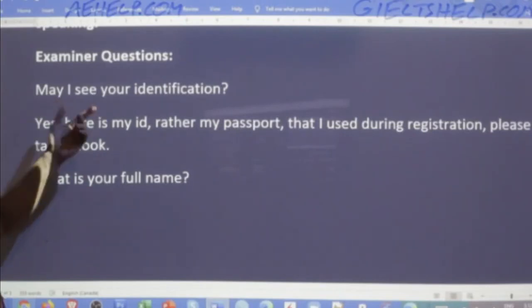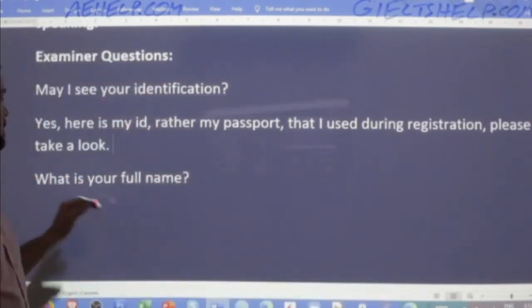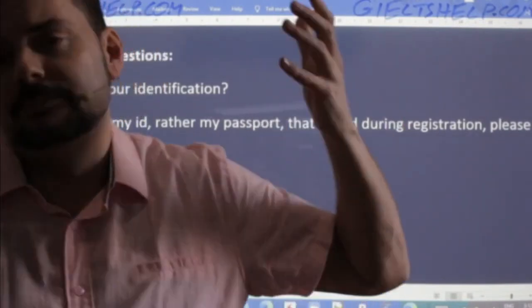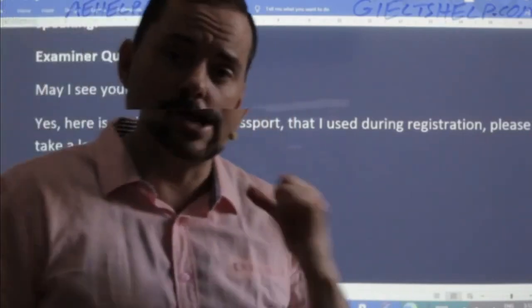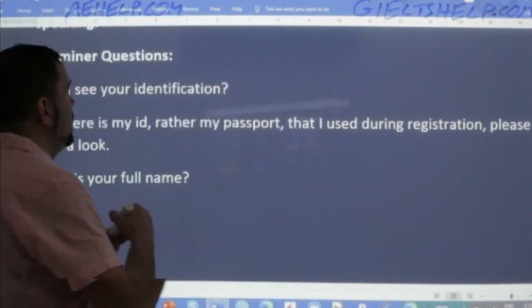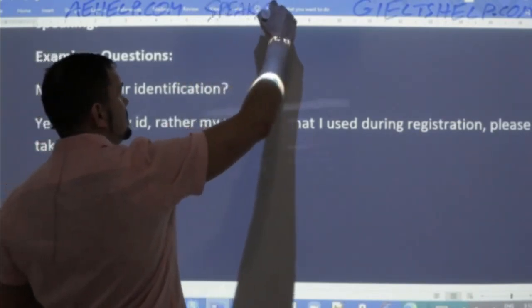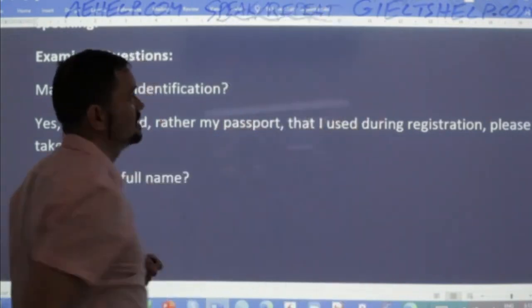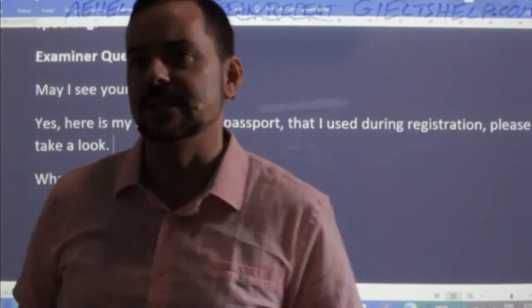Repeat after me. May I see your identification? Yes, here's my ID, rather my passport, that I used during registration. Please take a look. And then you pass them that. Yeah, sure. Okay, it's a short answer. Again, fluency. Show fluency right away. All right? So, again, speaking, everyone. So make sure to speak and repeat as I say the questions and the answers. Okay? Speak and repeat. Okay? Show fluency right away.